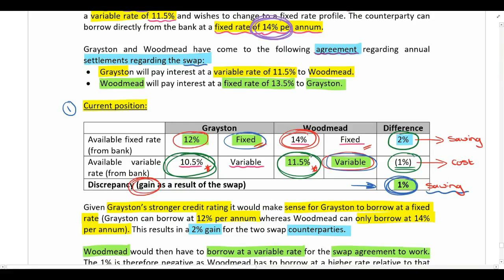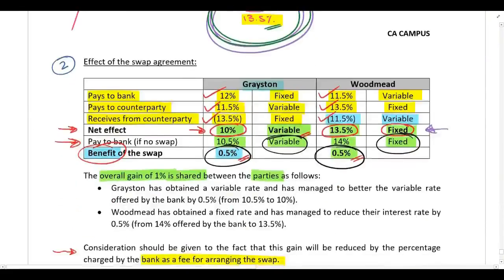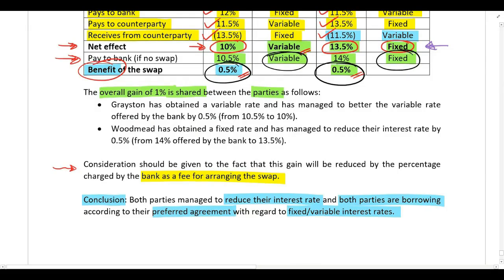We haven't taken that fee into account. So this gain of 1% is ignoring any potential bank charges. So please note the bank will obviously charge for this service, which will end up reducing this gain. So the gain will be reduced by the percentage charged by the bank as the fee for arranging the swap.